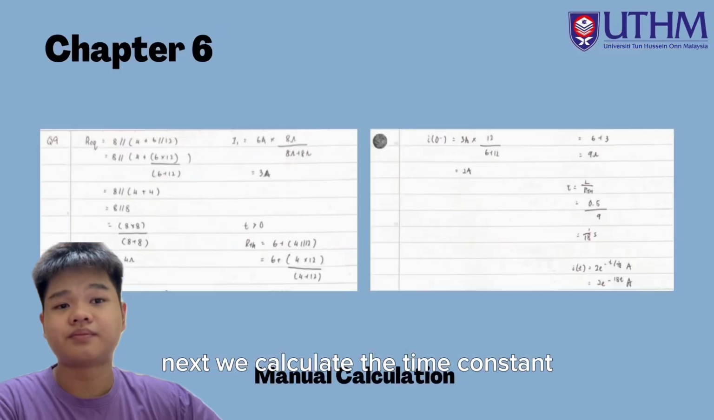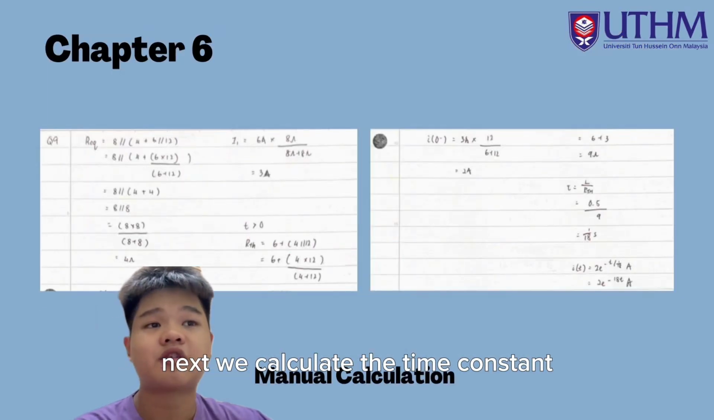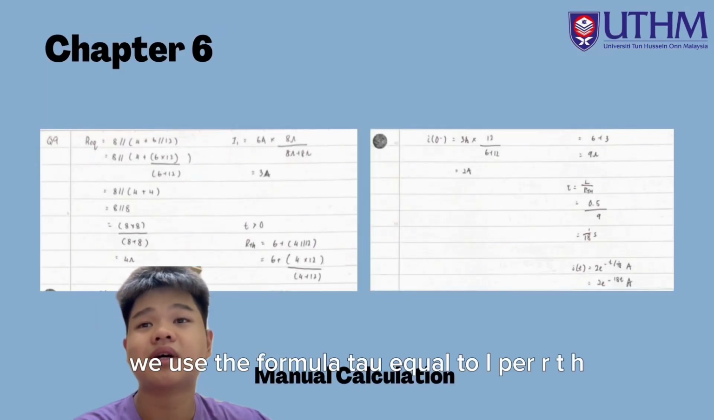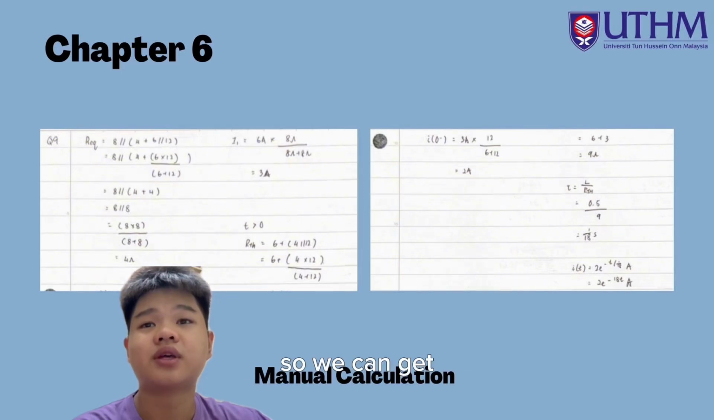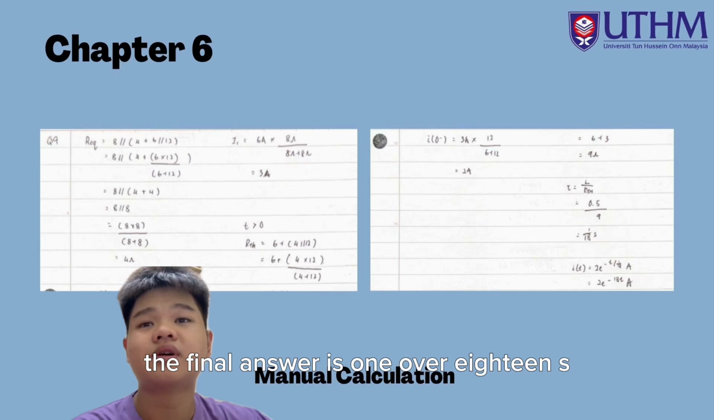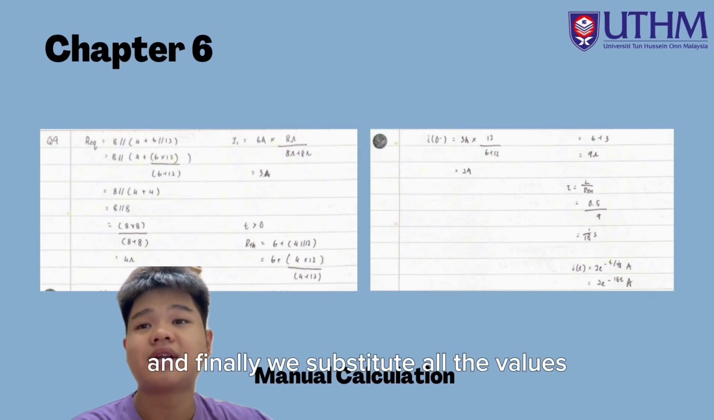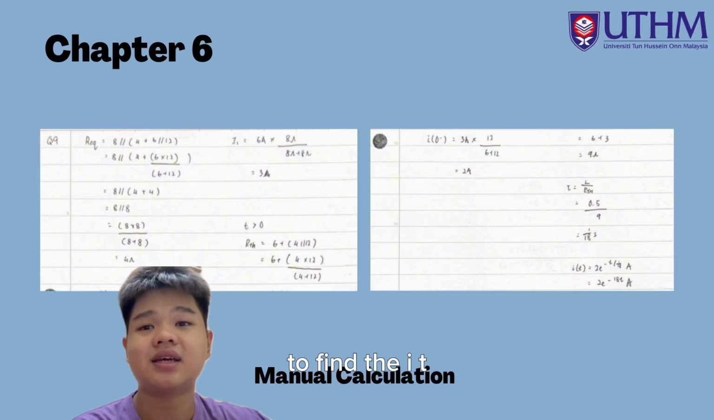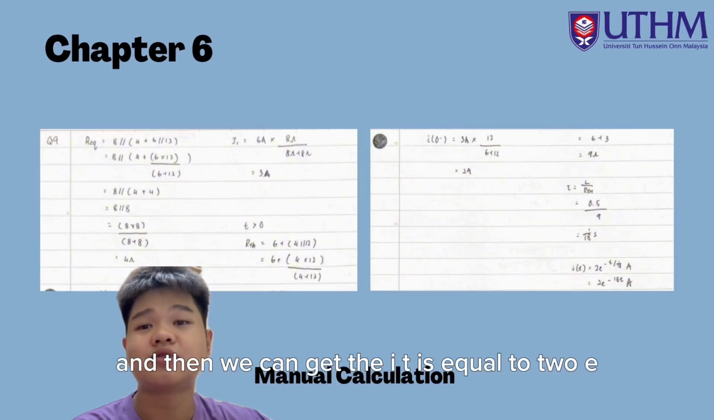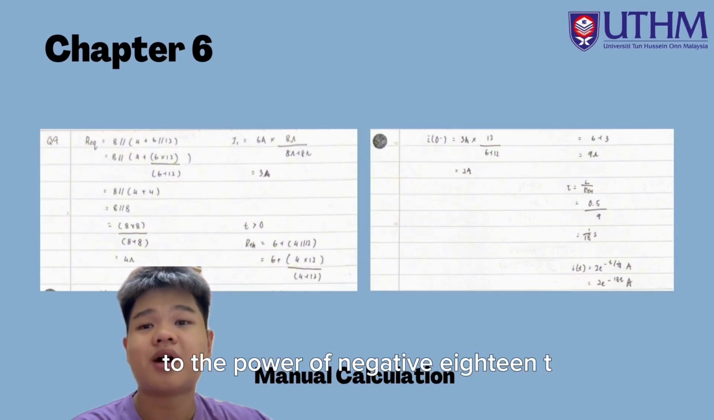Next, we calculate the time constant. We use the formula tau equal to L per RTH. So we can get the final answer is 1 over 18 s. And finally, we substitute all the values to find the IT, and then we can get the IT is equal to 2e to the power of negative 18t.